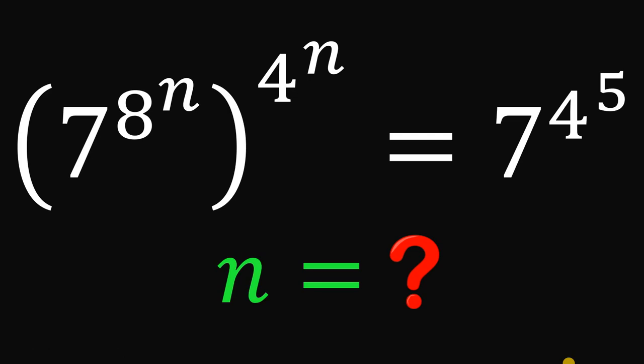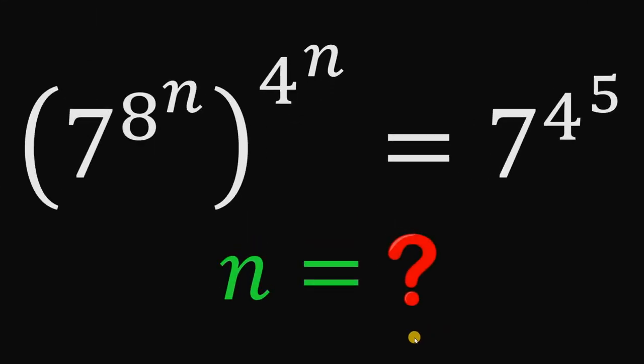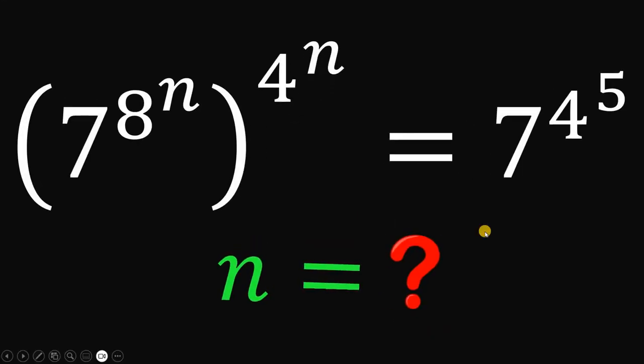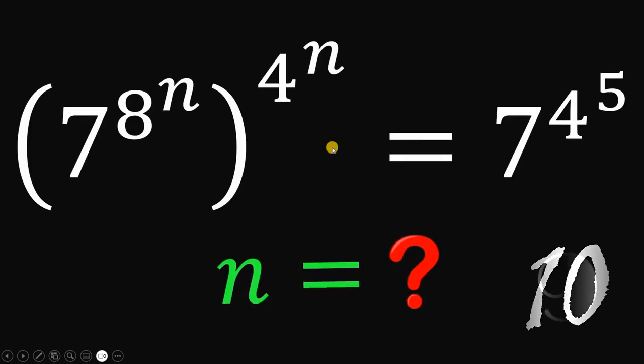Can you solve this math challenge? On a Twitter post, it says that 99% will fail to answer this question. And the question goes like this: solve for the value of n that satisfies this equation, 7 raised to 8 raised to n raised to the power of 4 raised to n equals 7 raised to 4 raised to 5. Now you can pause this video if you want to give this problem a try.